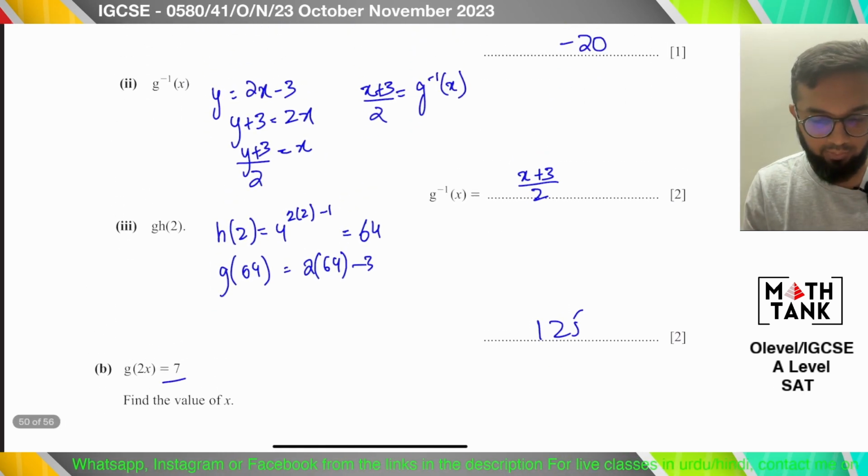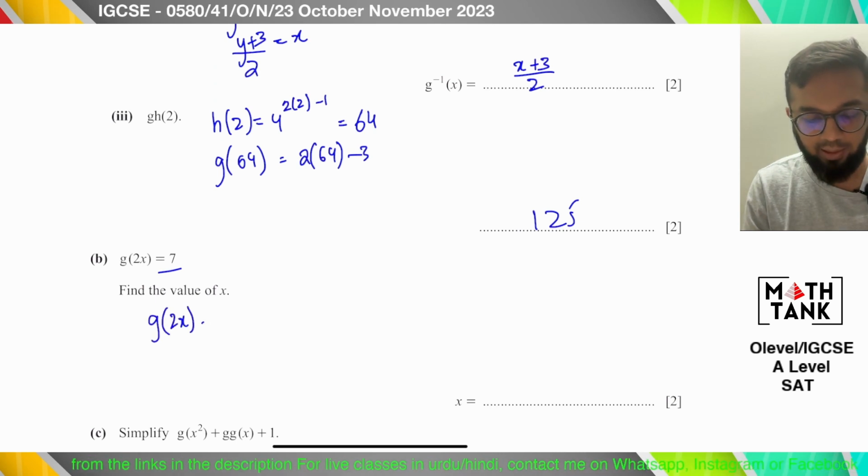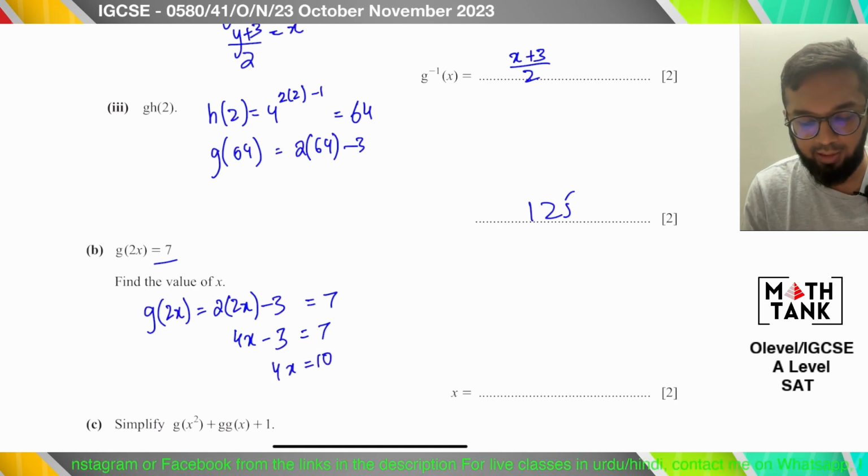G of 2x equals to 7. So x will get replaced with, how do I calculate g of 2x? I replace every x with 2x minus 3, and this has to be equals to 7. So 4x minus 3 equals to 7, 4x equals to 10, and x equals to 2.5.